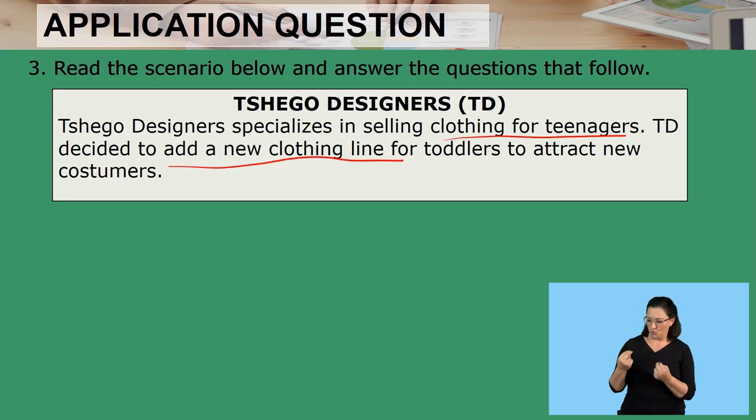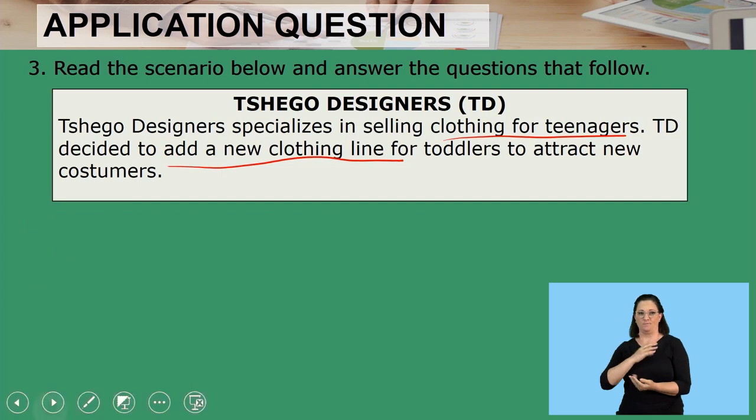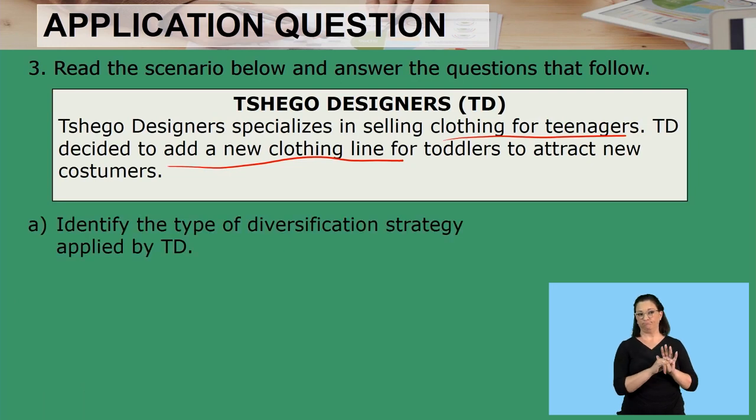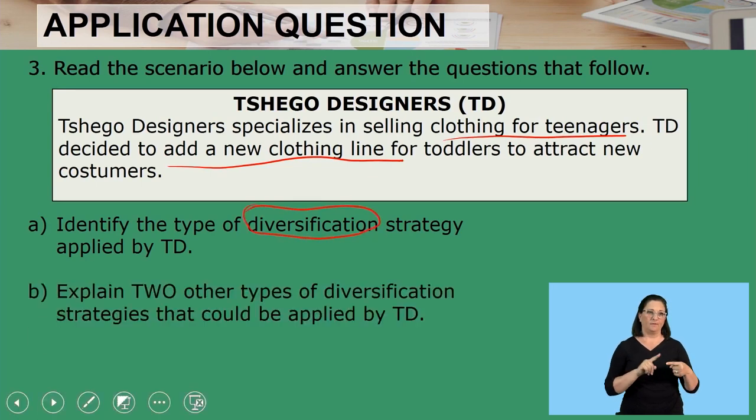I'm going to go through this scenario again. Tshegoe Designers specializes in selling clothing for teenagers. TD decided to add a new clothing line for toddlers to attract new customers. The first question says, identify the type of diversification strategy that is applied by TD. So now we know that they're talking about diversification strategy. So Tshegoe has diversified her business.